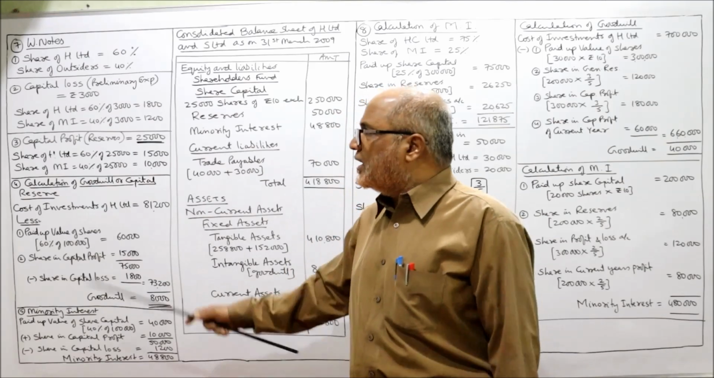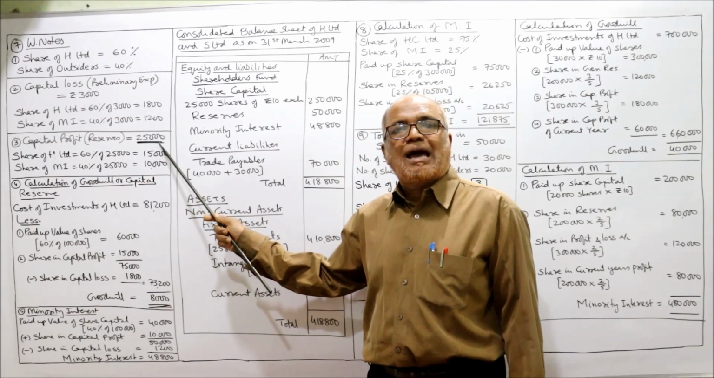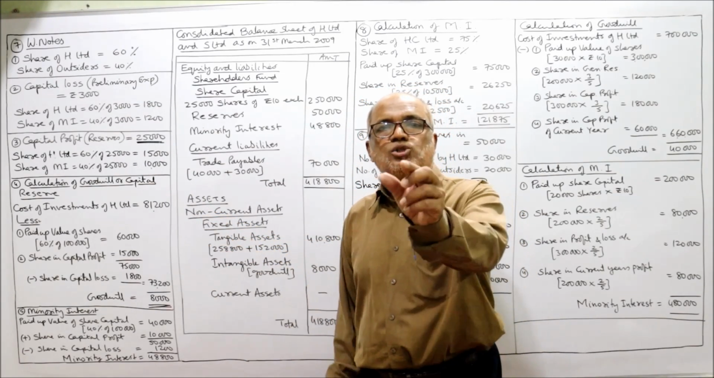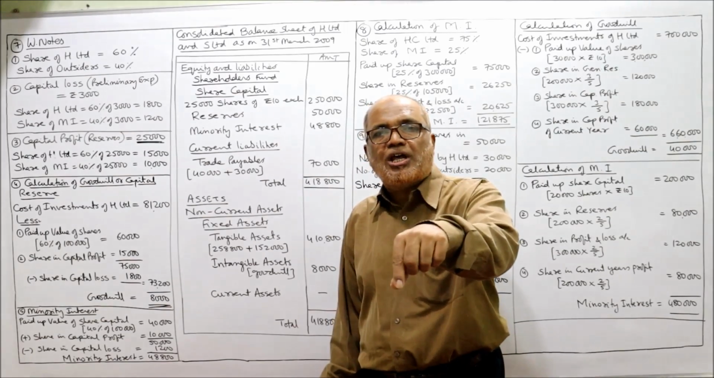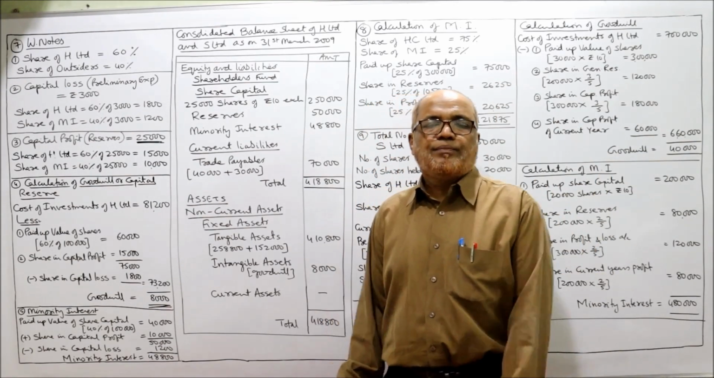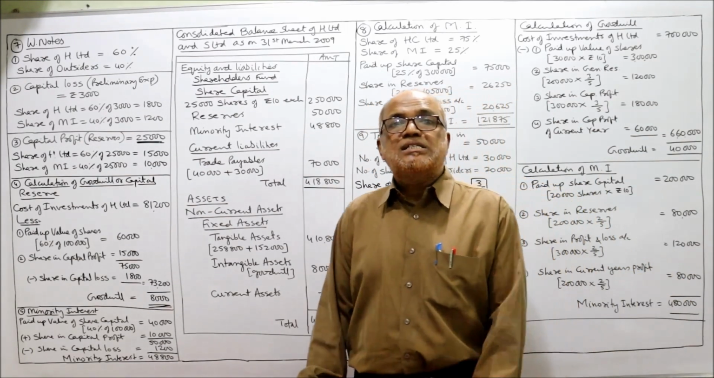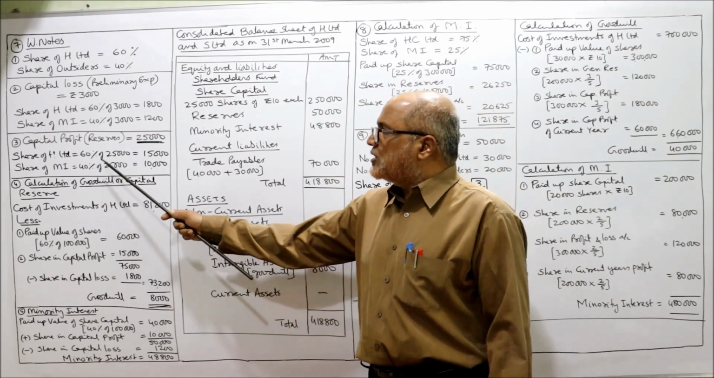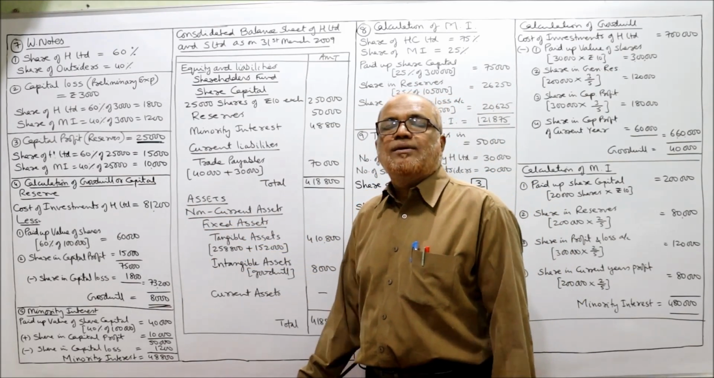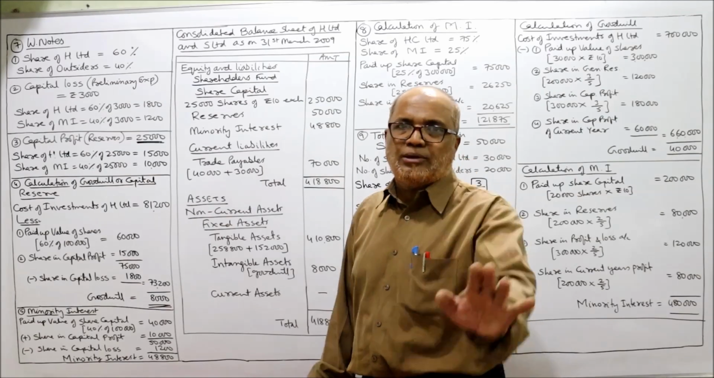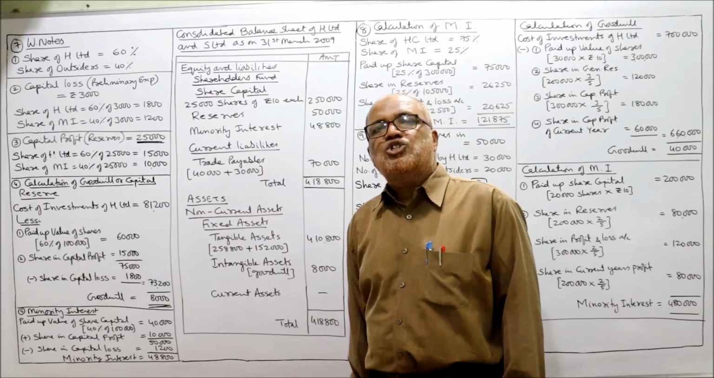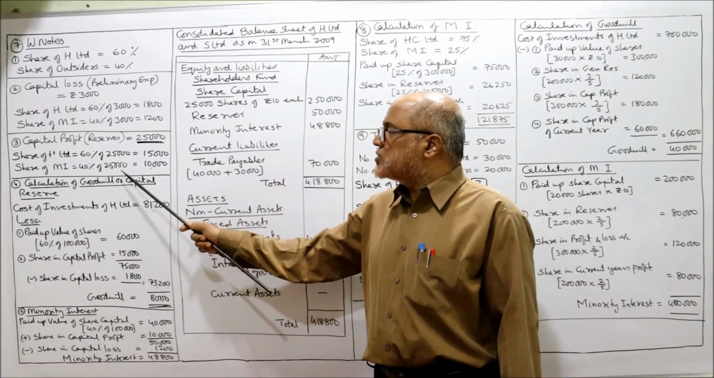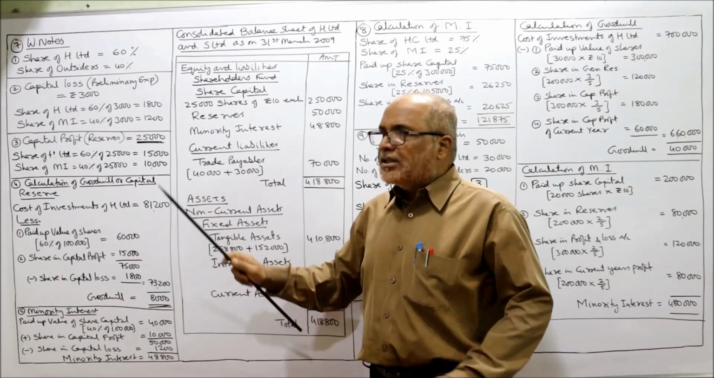How much is the reserve? 25,000 rupees reserves are given. This is a capital profit. Now divide this 25,000 between H Limited share and minority interest. H Limited holds 60%. So 60% of 25,000, 15,000 is the share of capital profit of H Limited. And 40% is the share of minority interest. 40% of 25,000, 10,000. That's all.